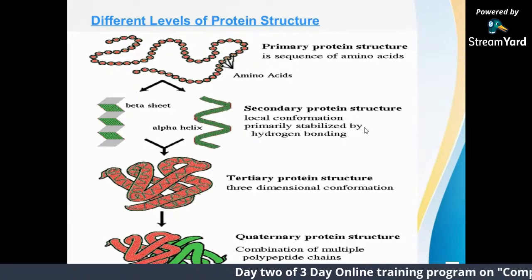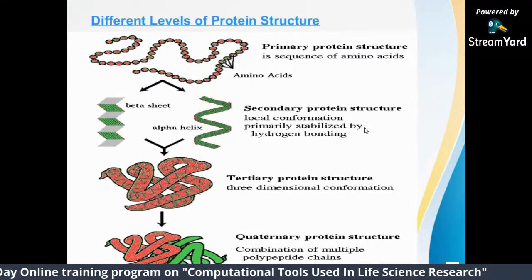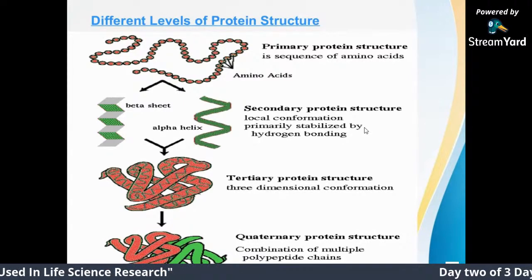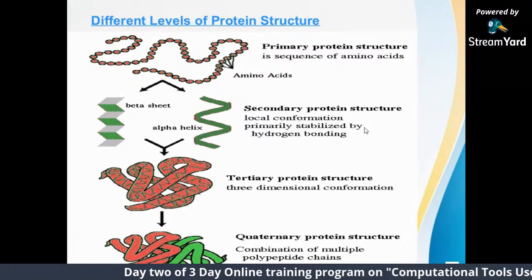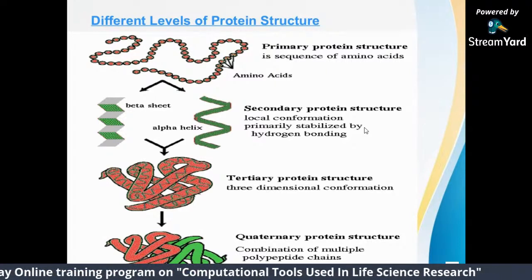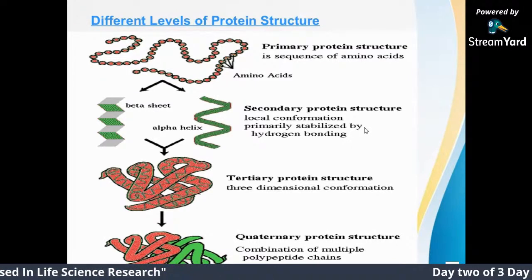So in identifying or predicting the protein three-dimensional structure, it is important to identify that stabilized three-dimensional conformation which is involved functionally in different biological processes. So that's why structure prediction of protein is important biologically for different biological processes.